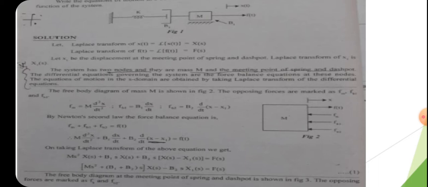And the differential equation corresponding to this system is m d²x/dt² plus b1 dx/dt plus b2 d/dt of (x − x1) is equal to f(t). We can take the Laplace transform of the above equation so that we will get m s² X(s) plus b1 s X(s) plus b2 s (X(s) − X1(s)) is equal to F(s).